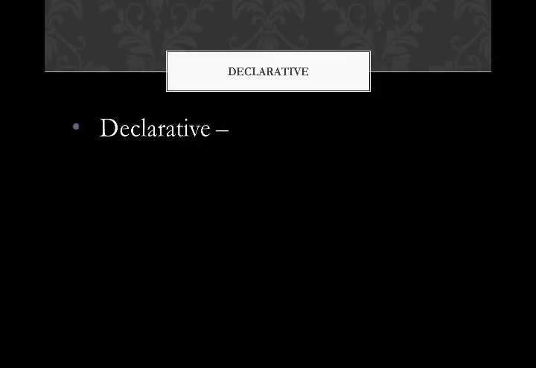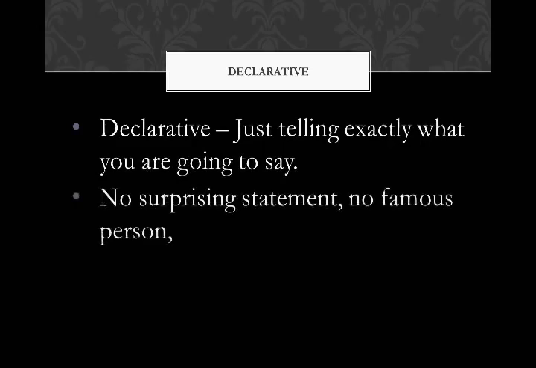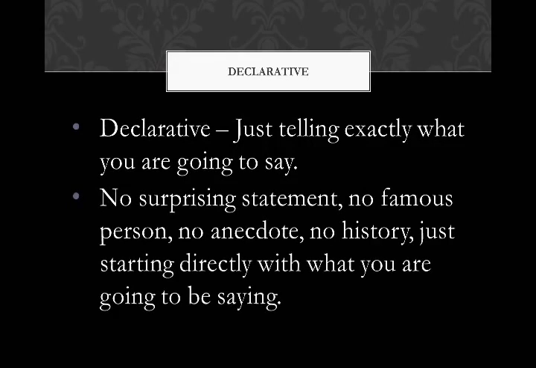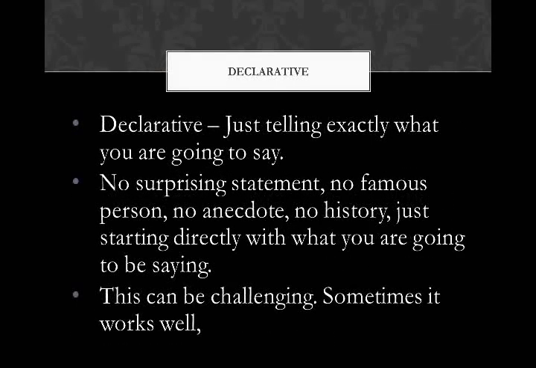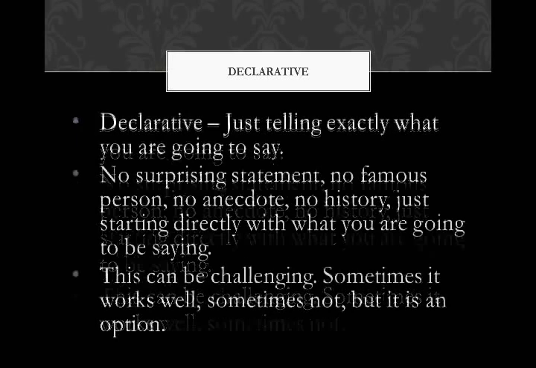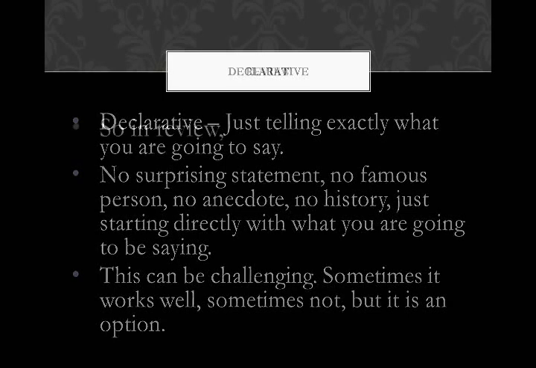A declarative statement, I think this is the last one that I'm going to be talking about. A declarative statement is just telling exactly what you're going to say. This is a tricky one. It's got no surprising statement. It's got no famous person. It's got no anecdote. It's got no history. It's just starting directly with what you are going to say. So this can be challenging, but sometimes it works well, sometimes it doesn't. But with some practice, you could get better at it. So it is an option of just starting directly with what you're going to say, no hook, and just hoping that someone gets attracted to it just by the topic itself.